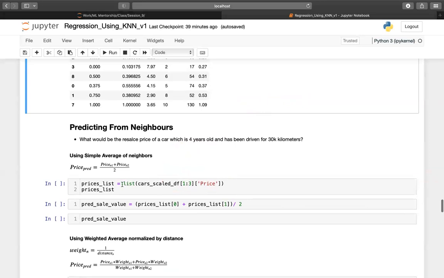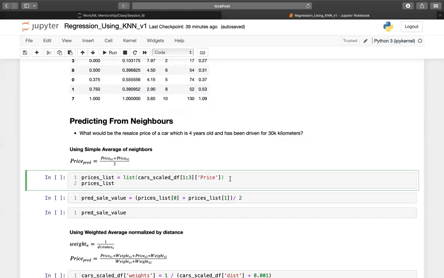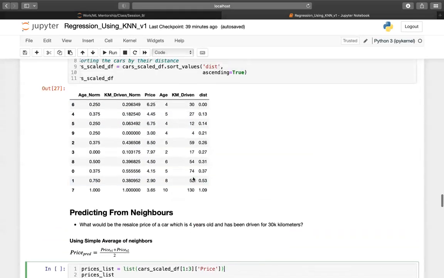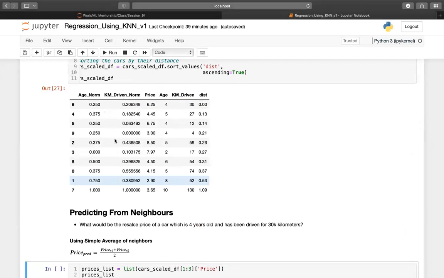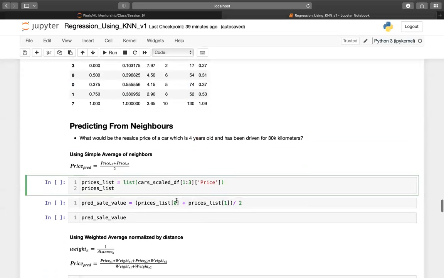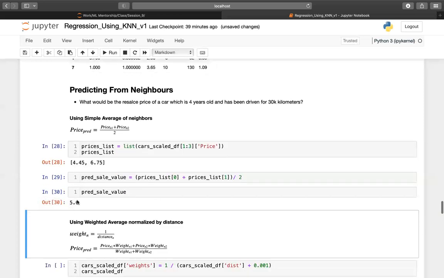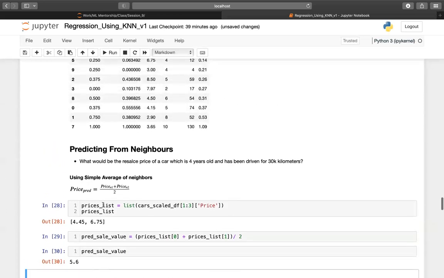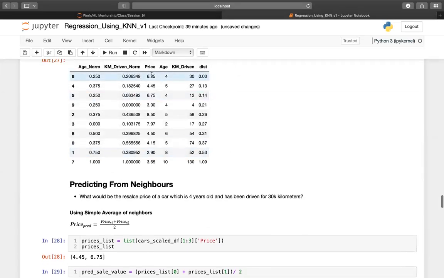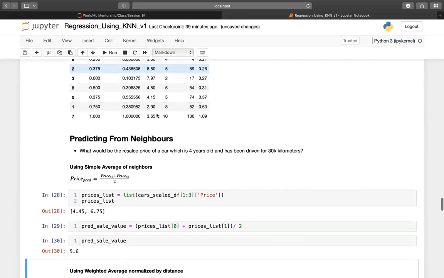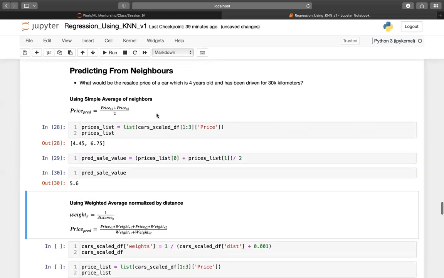So in this case, let's take the list of all the cars' price list, from the second column onwards. We assume that this is what we're trying to estimate, and take these two particular values and calculate the average, which is about 5.6 lakhs. And of course, you can see there is an error between the estimated price and the actual price, which will be there in whatever model you build.